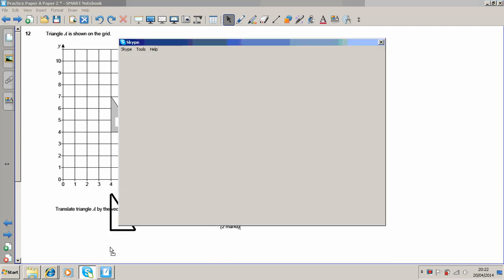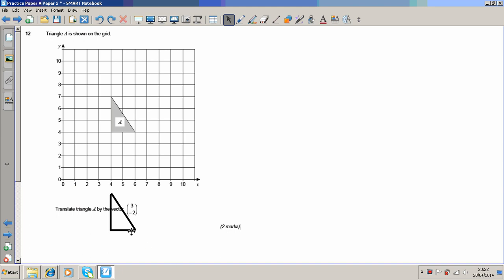Translate triangle A by the vector 3, minus 2. Okay, so the top number tells us left and right, the bottom number up and down. So the 3 tells us we go 3 to the right. 1, 2, 3. If it was negative 3, we'd go 3 to the left. Minus 2 is the up or down, so minus being down 2. So that is your translated shape there.